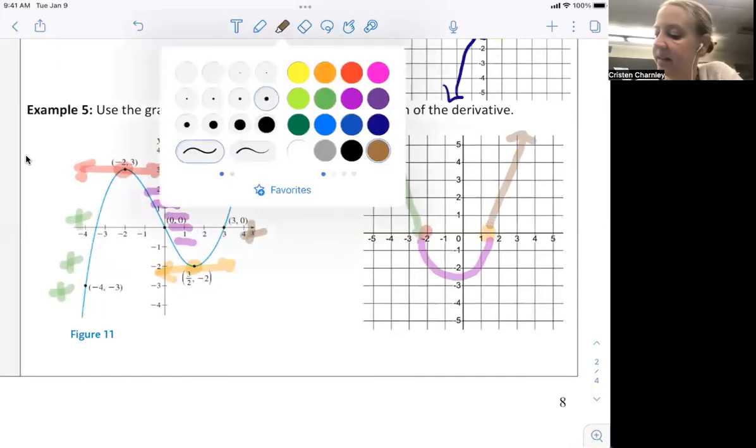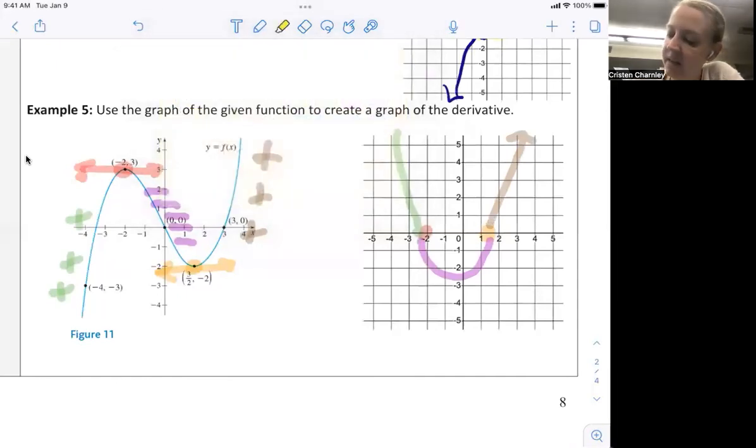Another point to consider is this point right here, where you have a y value of 0. I switch, and we'll talk about this more later, but that becomes the low point right here.